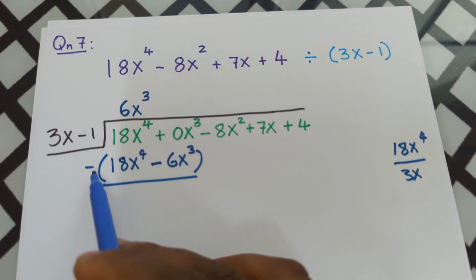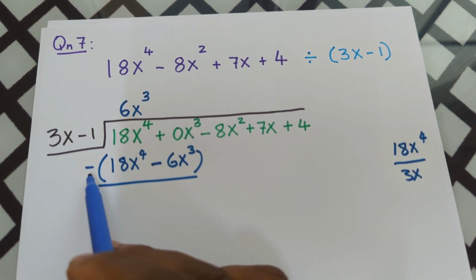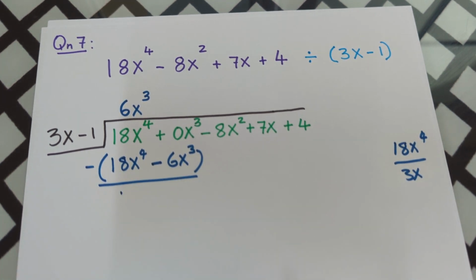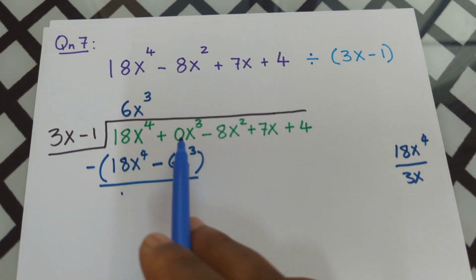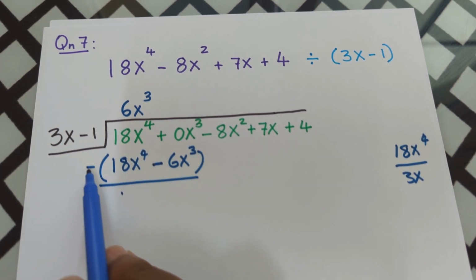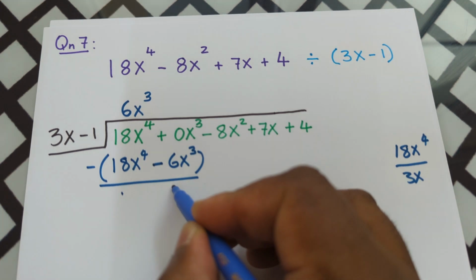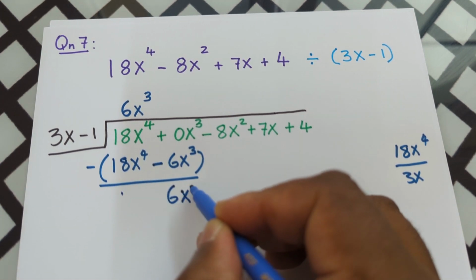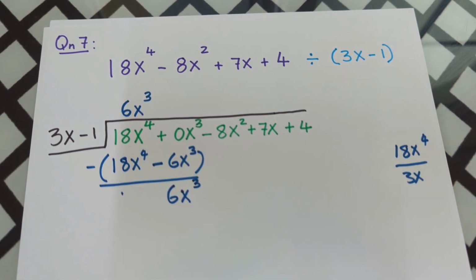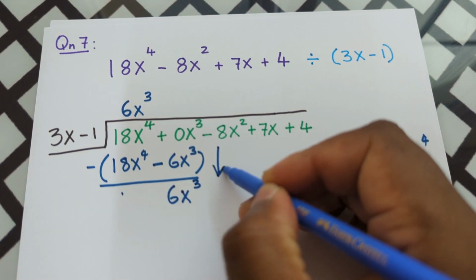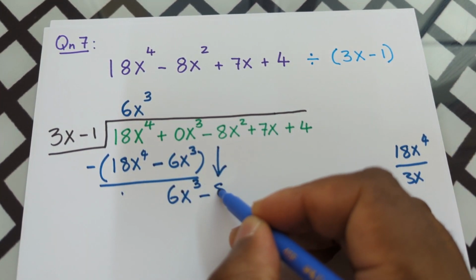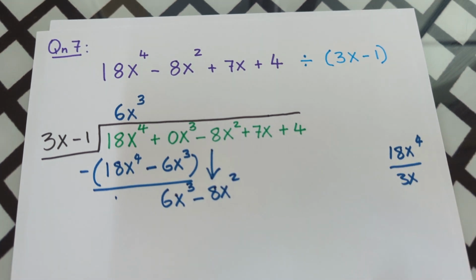Now 18x to the power 4 minus 18x to the power 4, this one will give us a 0. 0x cubed minus 6x cubed, it will become positive 6x to the power 3. And we bring down the next term, which is negative 8x to the power of 2. Now let's repeat the same process again.